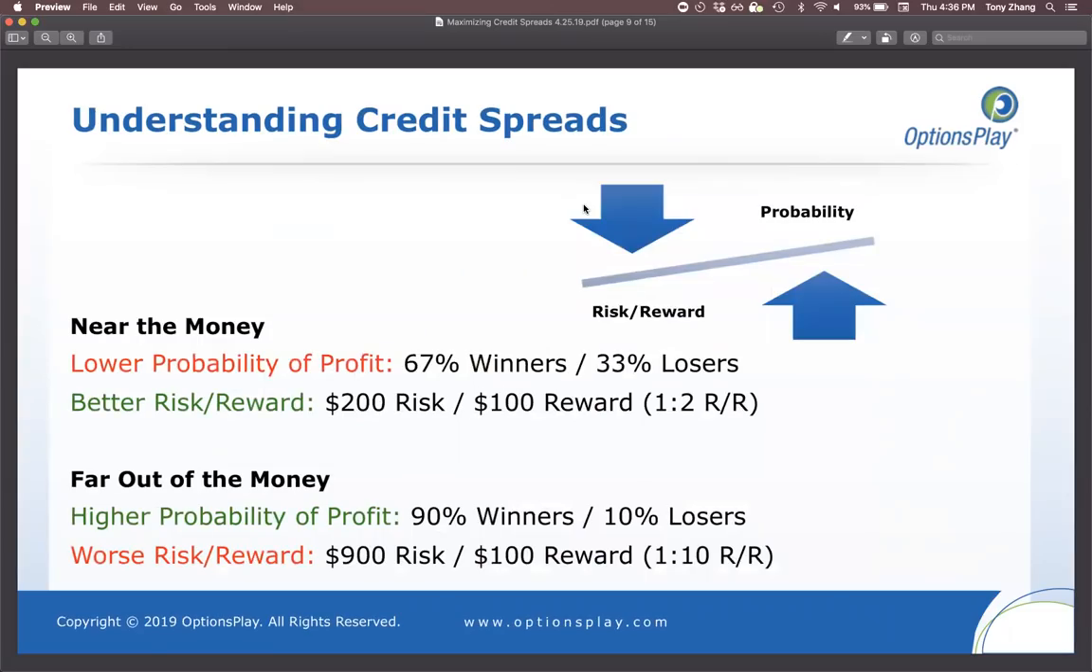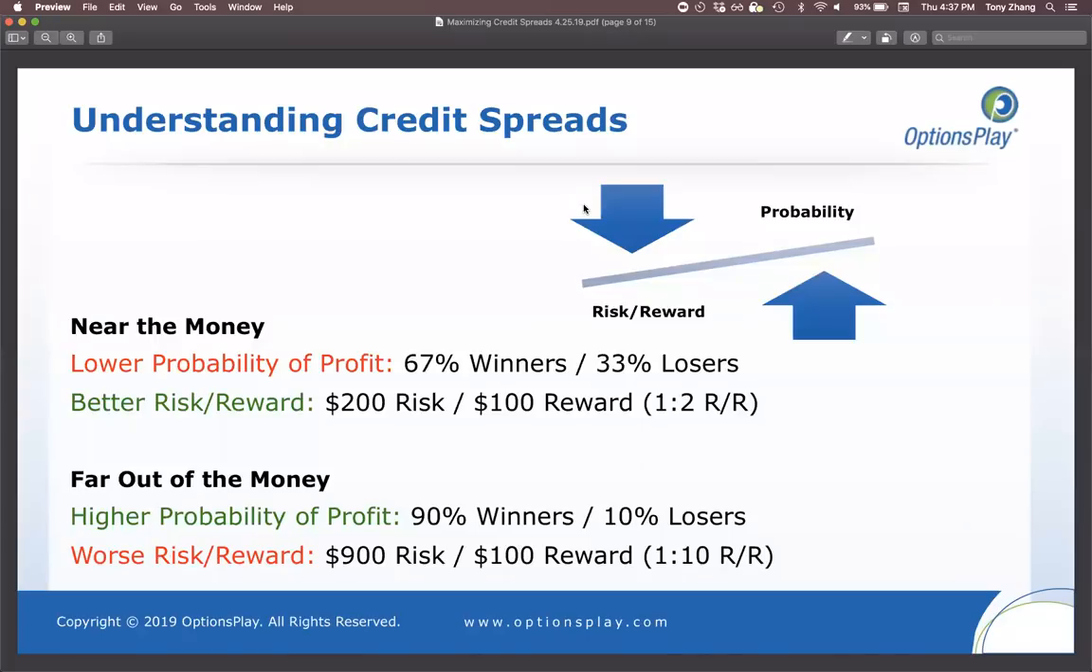So to better understand credit spreads, the reason I want to bring this up is because I hear from a lot of users, people selling credit spreads that have very, very high probability of profits. And naturally, I understand why you want to sell a credit spread with very high probability of profits.